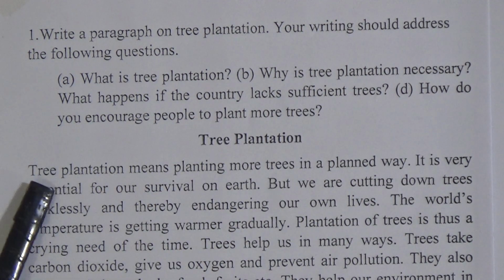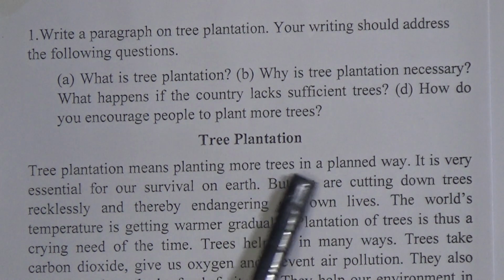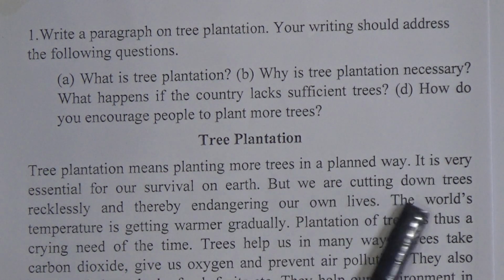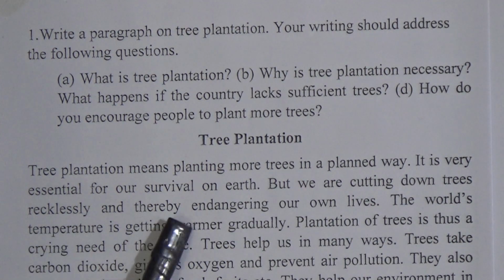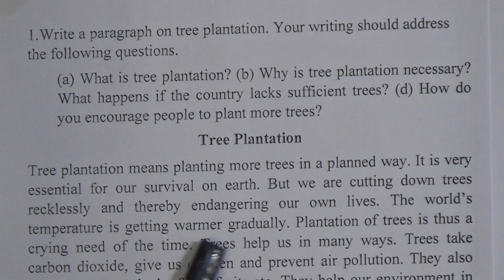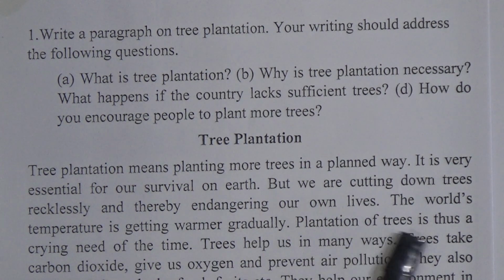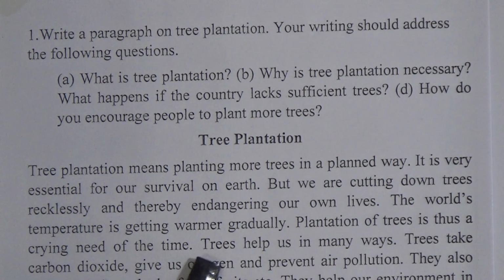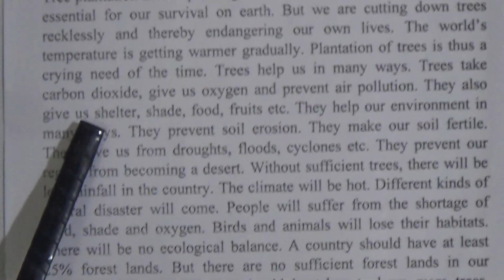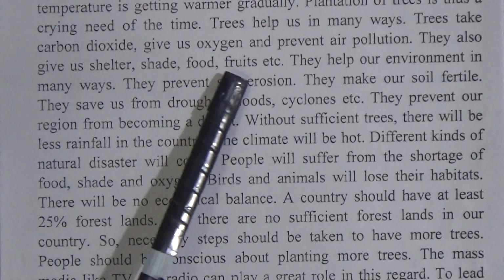Answer. Tree plantation means planting more trees in a planned way. It is very essential for our survival on earth. But we are cutting down trees recklessly and thereby endangering our own lives. The world's temperature is getting warmer gradually. Plantation of trees is thus a crying need of the time. Trees help us in many ways. Trees take carbon dioxide, give us oxygen and prevent air pollution. They also give us shelter, shade, food, fruits, etc.